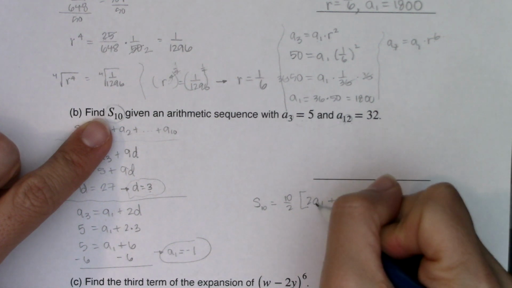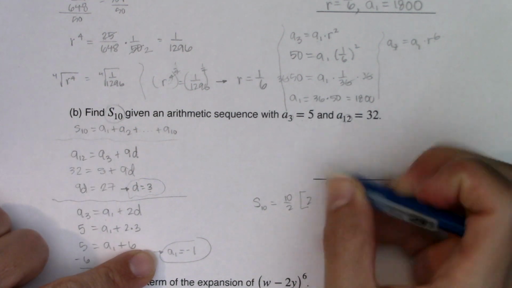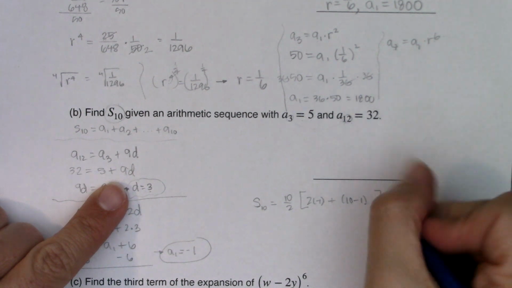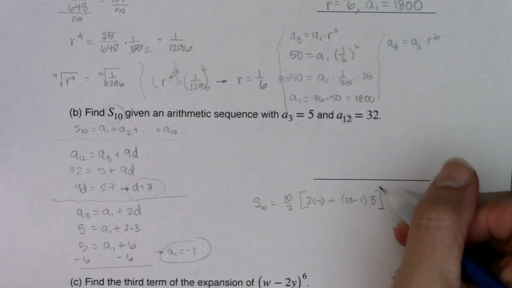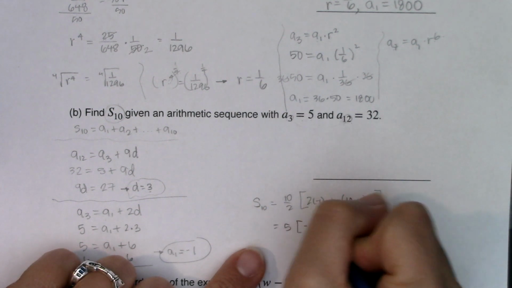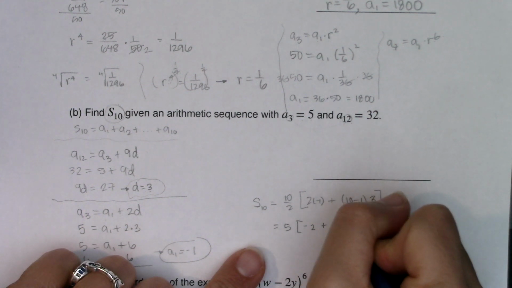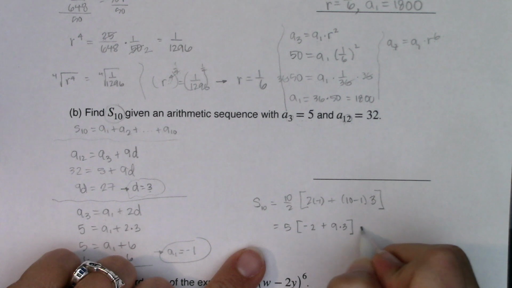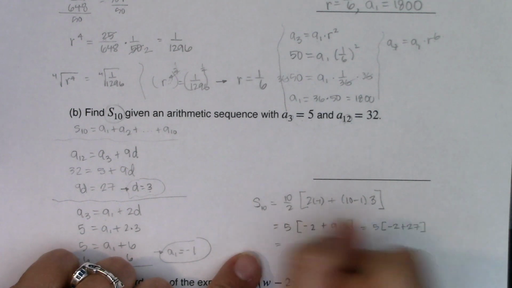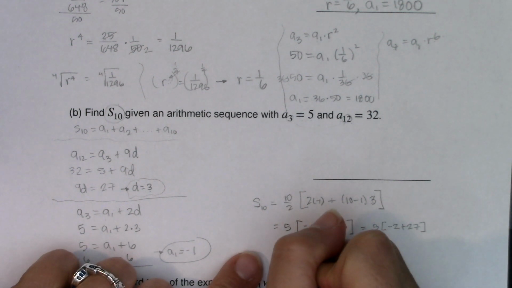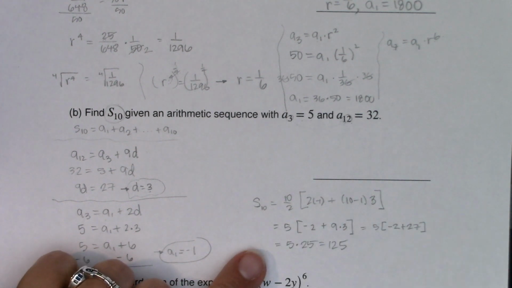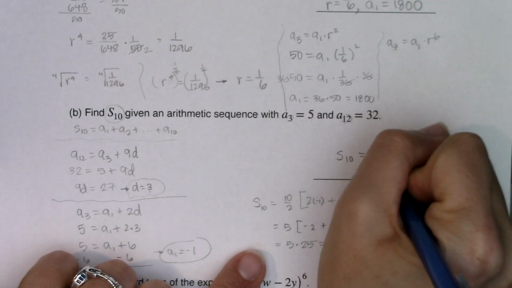All right. I know a sub 1, that was negative 1. So let me go ahead and put negative 1 in. And I also know d, that was 3. So let me put 3 in. And then it's PEMDAS. So 10 over 2 is 5. Okay. 2 times negative 1 is negative 2. 10 minus 1 is 9. Times 3, okay. So I have this 5 on the outside. I've got negative 2 plus 27. All right, negative 2 plus 27 is 25. 5 times 25 is 125. So that is going to be my partial sum.